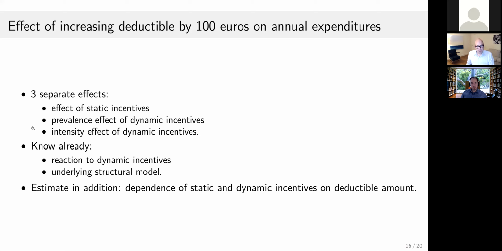And then, of course, they have an effect on dynamic incentives as well. So this static incentive effect is a prevalence effect. We have a similar prevalence effect for dynamic incentives. They're simply there for longer. And then we have an intensity effect.